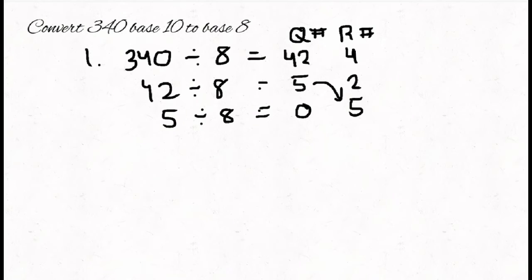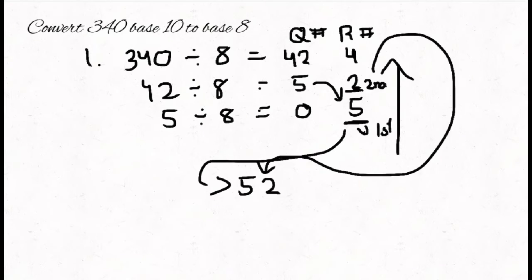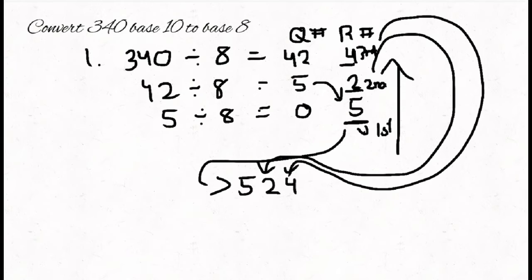And then you would use the balloon property. We start from the bottom: the last remainder we have becomes the first digit, the second becomes the second digit, 4 becomes the third digit, and we have that as base 8. Easy and simple. We then continue to the reverse side, which means that we convert from octal to decimal.